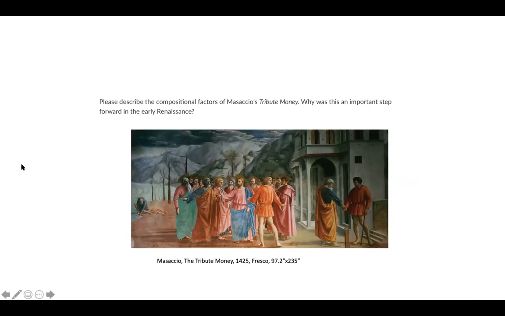The key compositional factors in Masaccio's Tribute Money. Why was it an important step forward in the early Renaissance? So we can talk about the atmospheric perspective and the linear perspective, where the points of atmospheric perspective lead to and why.